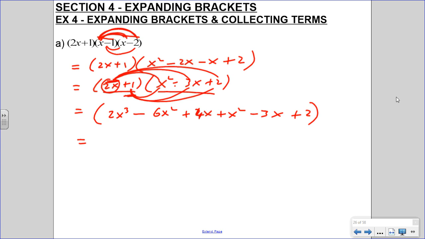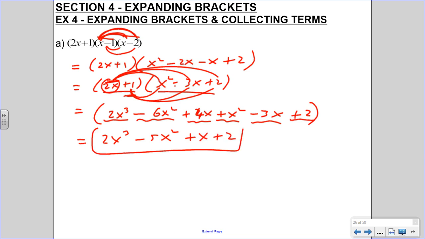Collect it all together. So all the x cubes, 2x cubed, sorted. All the x squared, so this is minus 6x squared plus x squared, so that's minus 5x squared, sorted. All the x squareds are sorted. So you're just going down in powers by 1 until you get to the end. So here's 4x and minus 3x, so that's plus x. And finally, our only number left is plus 2. All good. Let's try another one.